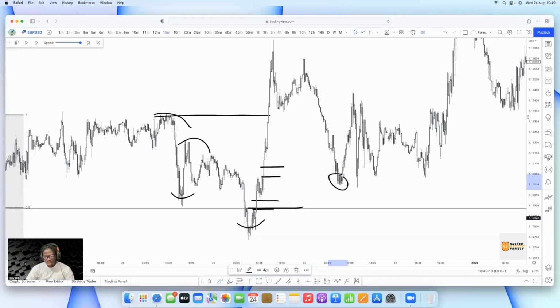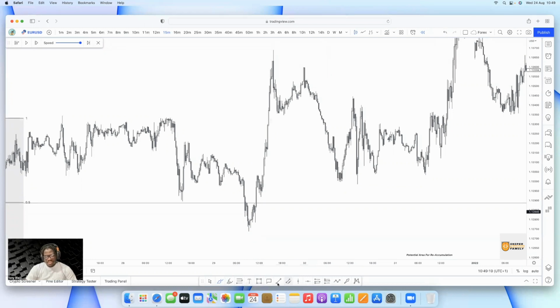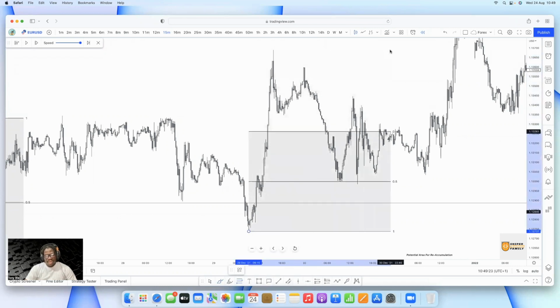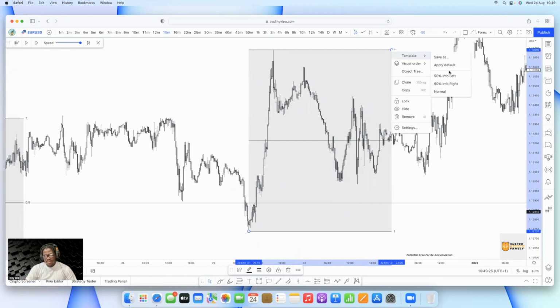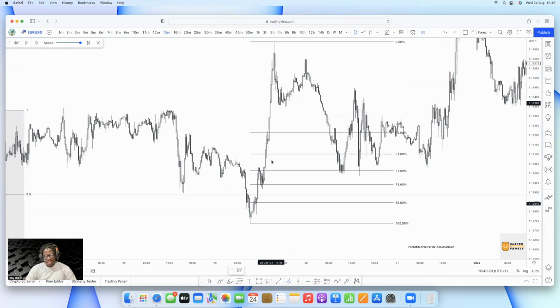But now, if you don't want to play the imbalance, let's just say, okay, so now you have, because all of these areas are discount now. So if we take the fib from the low here to this high, we are looking to buy anywhere below 50%. Is this imbalance below 50%? Yes. Is this imbalance below 50%?